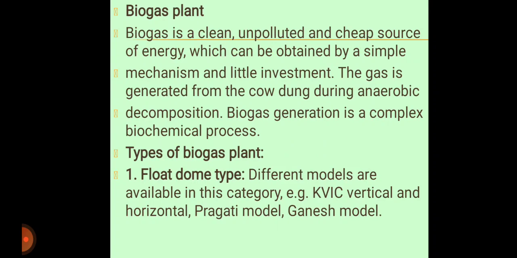Types of biogas plants: floating dome type. Different models are available in this category, for example, KVIC vertical and horizontal, Pragati model, Ganesh model, etc.